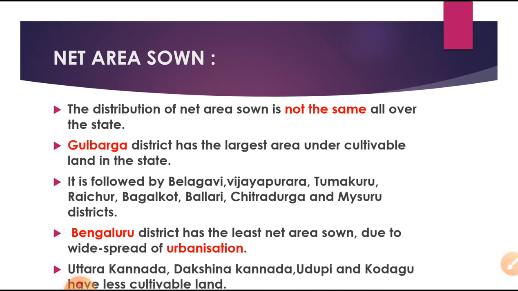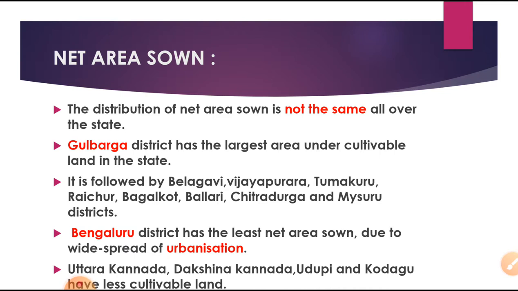If you take district wise in our state, Gulbarga district has the largest cultivable land or net area or agricultural land. After Gulbarga, Belagavi, Vijaypur, Tumakuru, Raichur, Bagalkot, Ballari, Chitradurga and Mysore districts have a good amount of agricultural land. If you observe these places, Gulbarga, Belagavi, Vijaypur, Tumakuru, these all come under Maidan region.